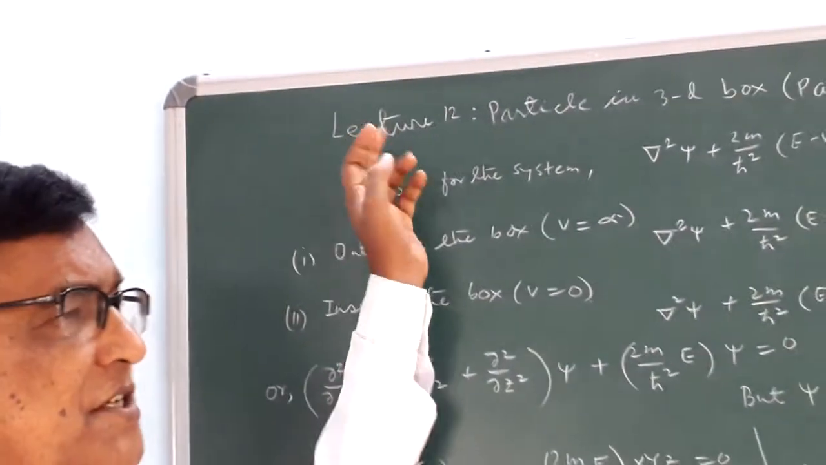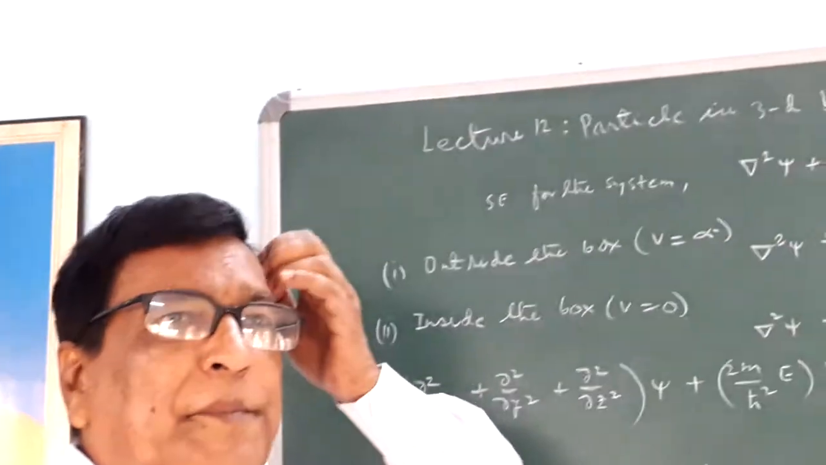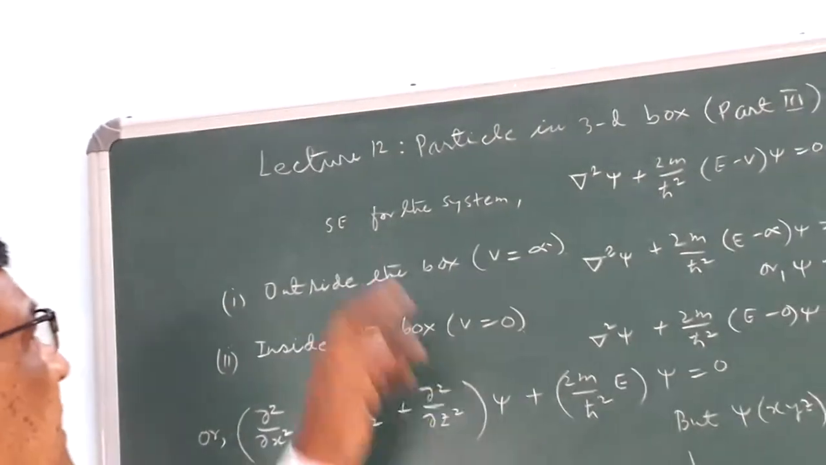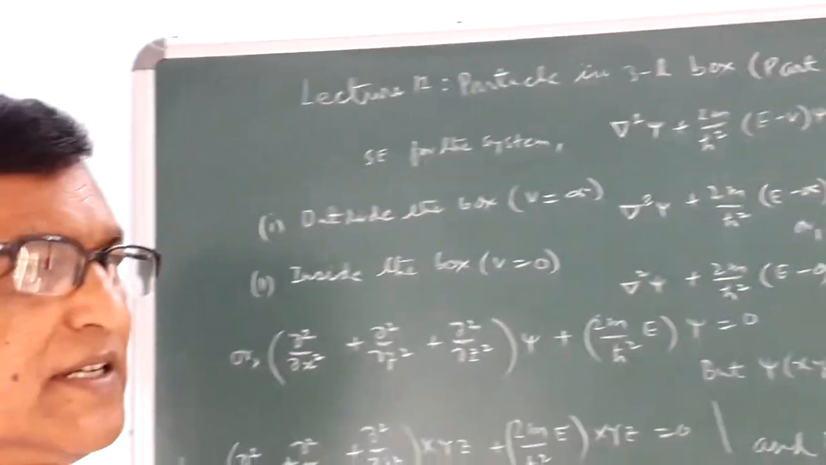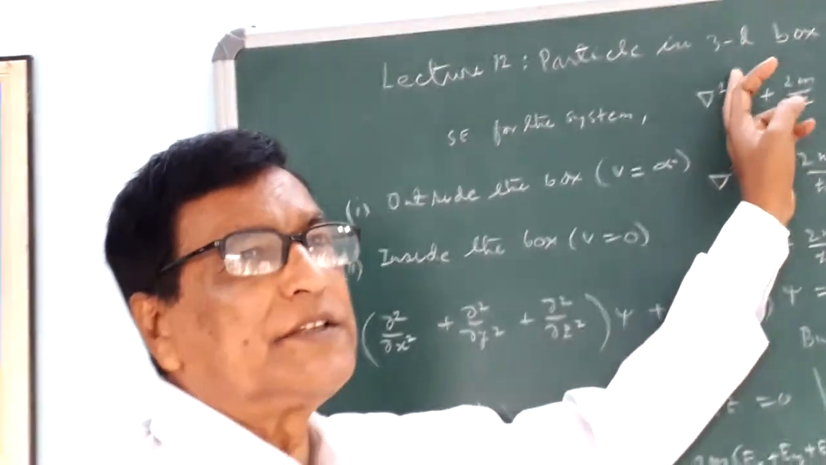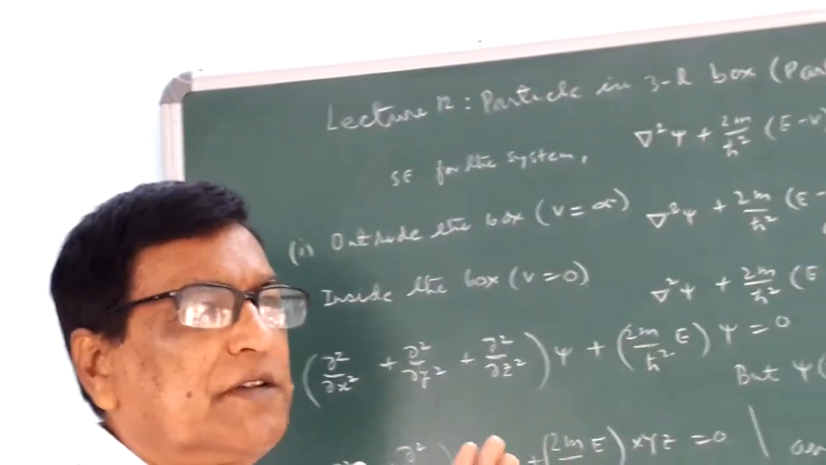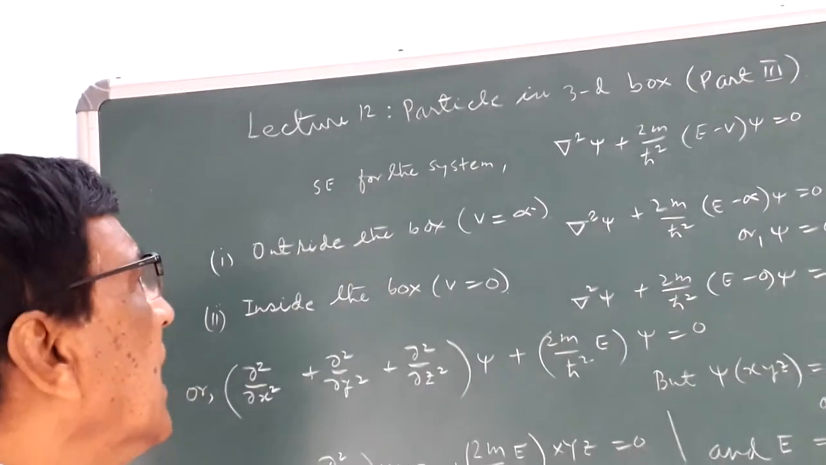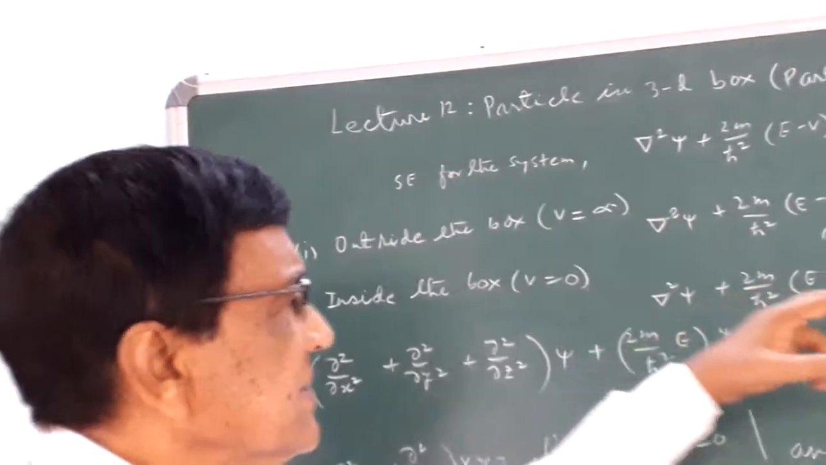In the discussions of quantum mechanics in lecture 12, I shall try to explain the particle in a 3D box, and it is part 3. Schrödinger, this is the system.